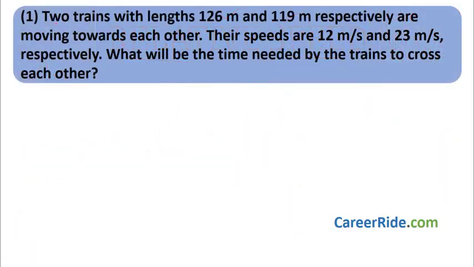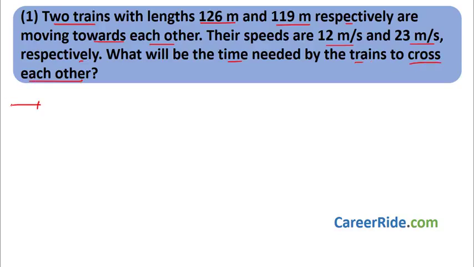Question number 1. Two trains with lengths 126 meters and 119 meters respectively are moving towards each other. Their speeds are 12 meters per second and 23 meters per second respectively. What will be the time needed by the trains to cross each other?